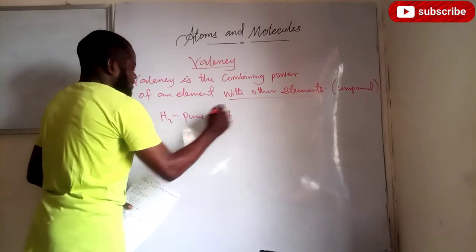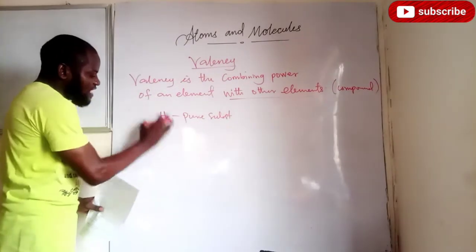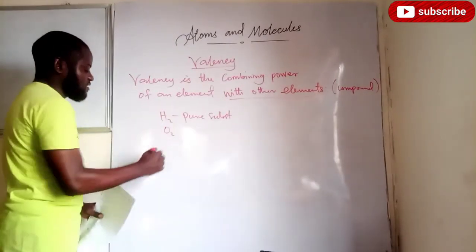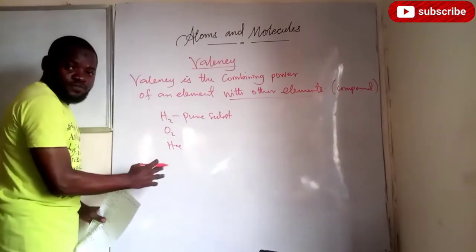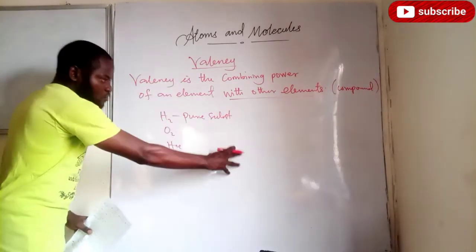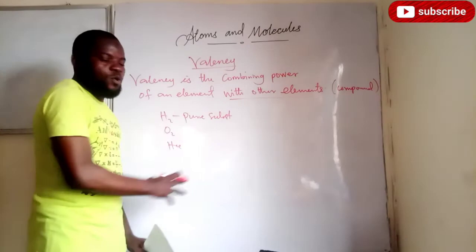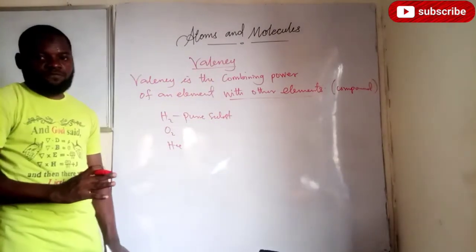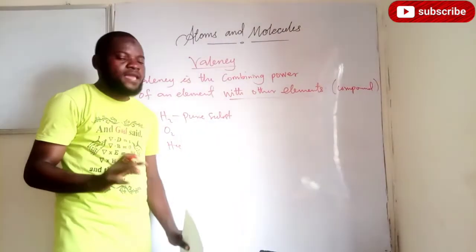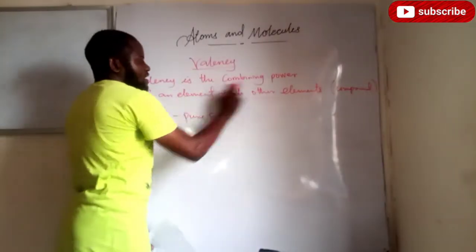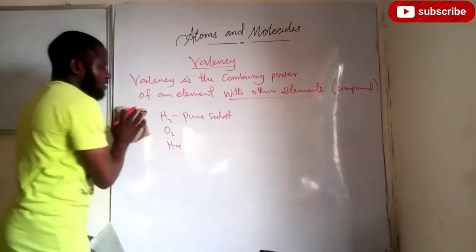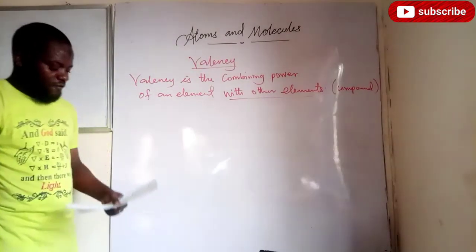It is a pure substance because it's made up of only atoms of hydrogen. O2 is also a pure substance. He is also a pure substance. Are we together now? So when you talk about an element, their molecule is always a pure substance. But a compound is not a pure substance. Why? Because it's made up of different elements. It consists of different atoms of an element.